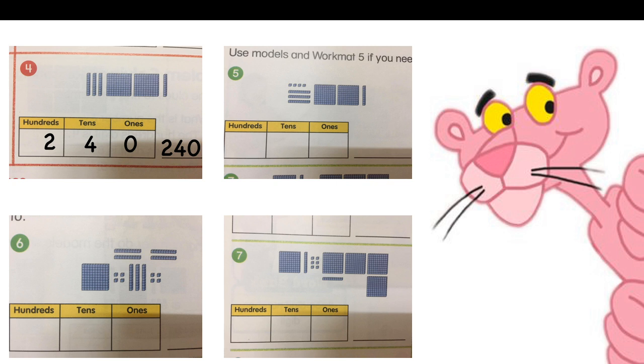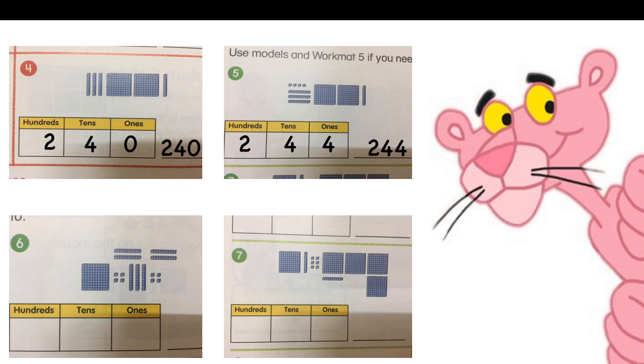How many ones can you count? 4. How many tens can you count? 4. How many hundreds? 2. What's the final number? 244.